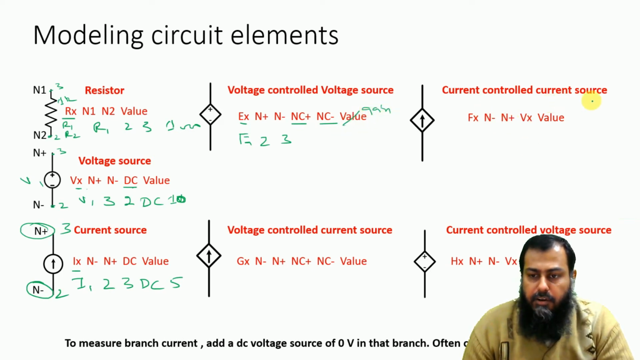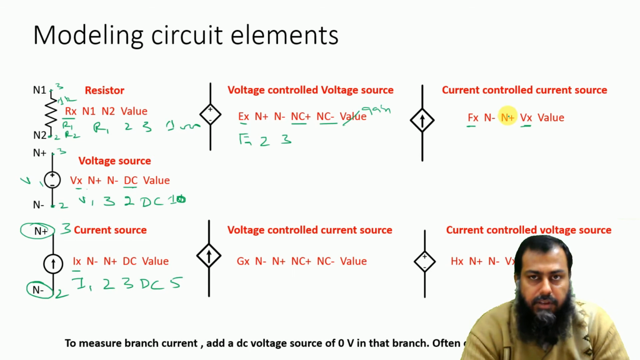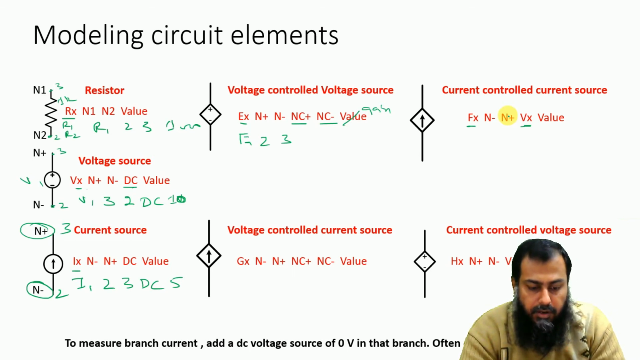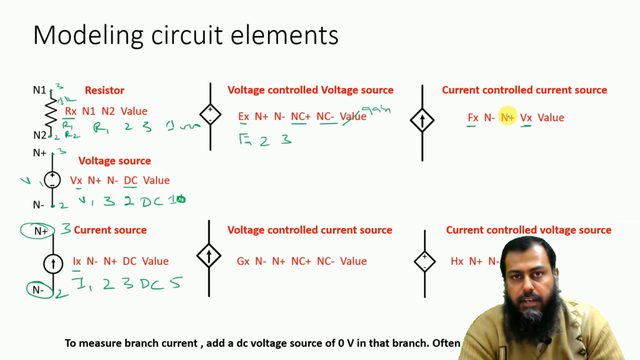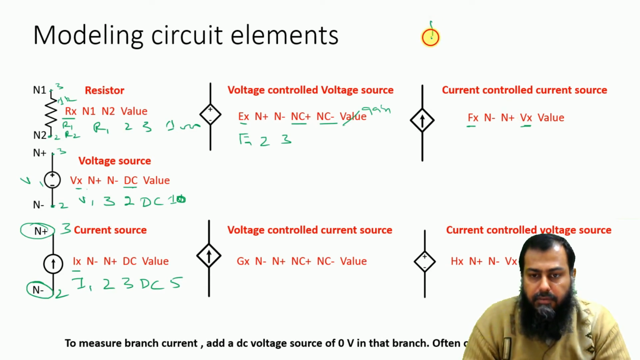Similarly, for a current controlled current source, the letter starts with F, and we will shortly see what this Vx is here, because SPICE cannot measure the current flowing in a given branch. So to measure that, we actually connect a DC voltage source of 0 volt in that particular branch, which measures that current. For example, let us say we have this particular current source here, and this current source is controlled by the current flowing in this particular branch, right? Let us say this is alpha times Ix.